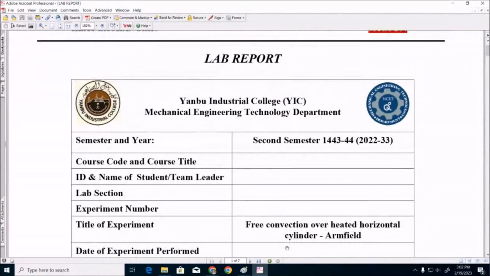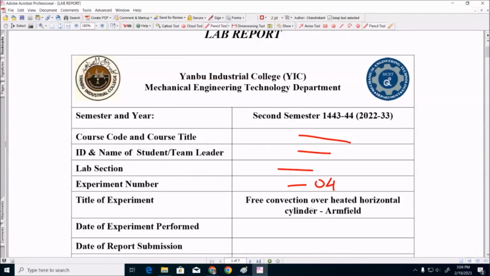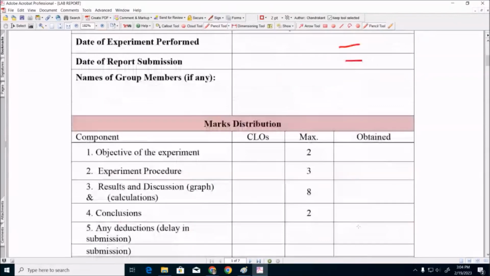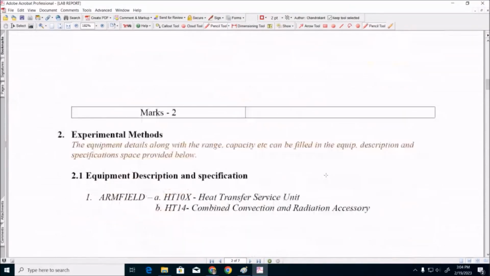Today we are going to do the experiment on free convection over a heated horizontal cylinder. So as usual, write down the course code, your name and ID, lab section, and experiment number. This is experiment number 4. Title of the experiment: free convection over a heated horizontal cylinder. Write down the date, report submission, and now we'll come to the objective of the experiment.